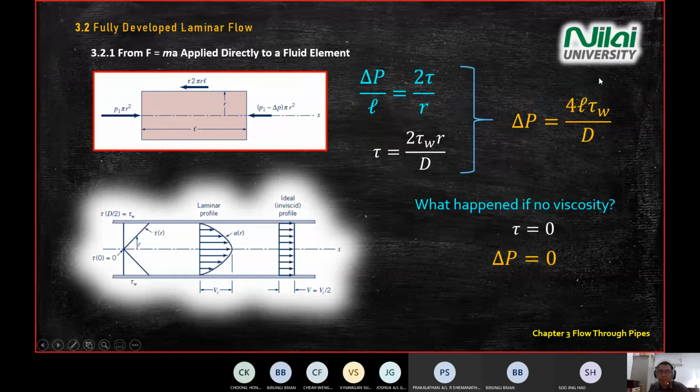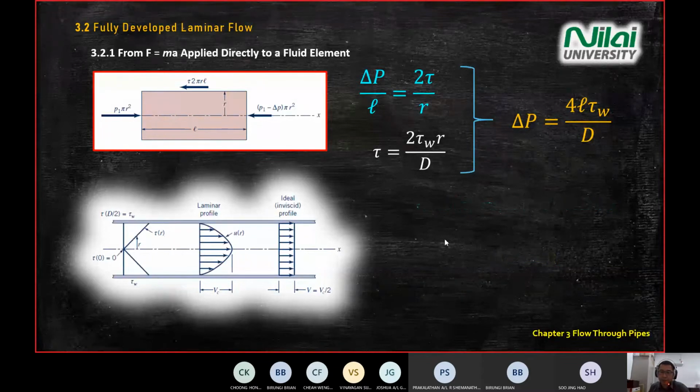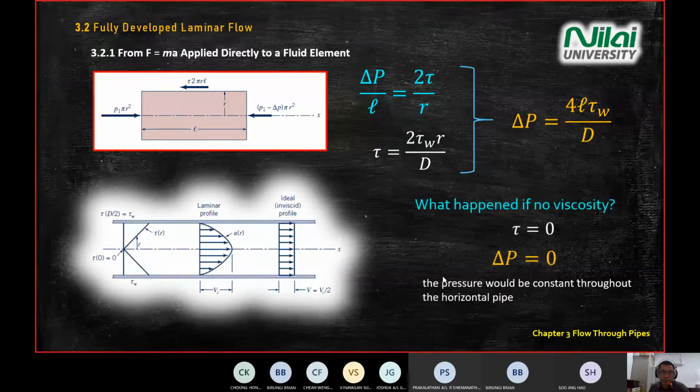Okay, I repeat, based on this equation, you can prove that when your pipe is super smooth without friction or no viscosity, there's no change of pressure, there's no drop of pressure in the pipe. Delta P equals 0. Okay. All right.